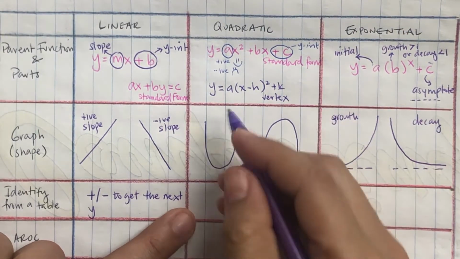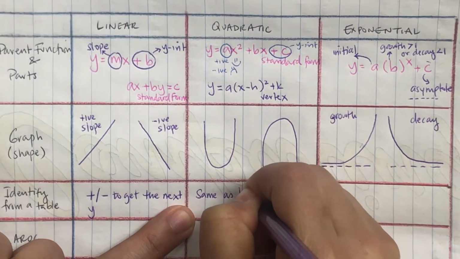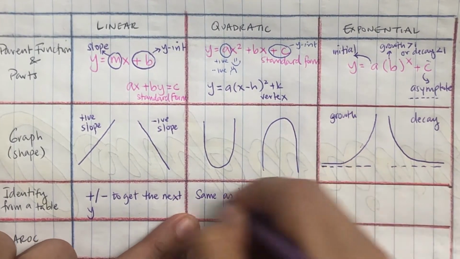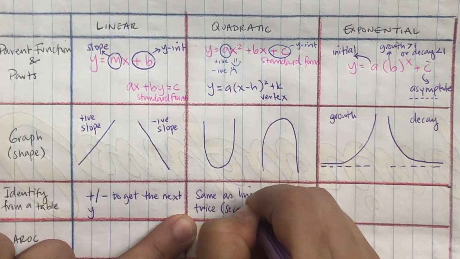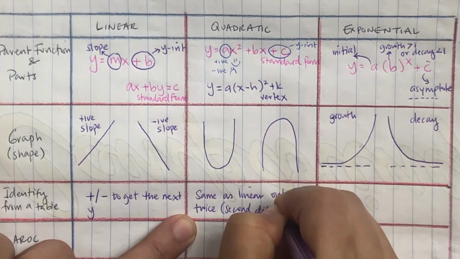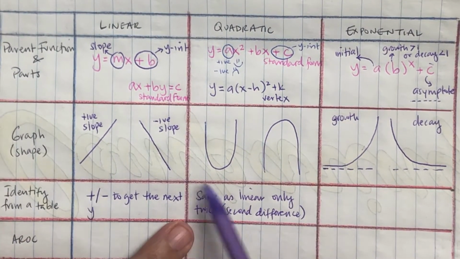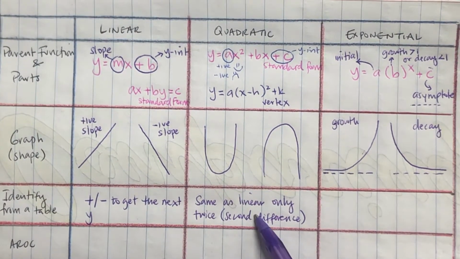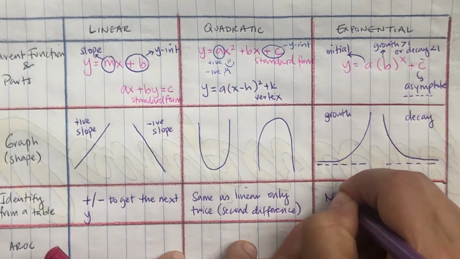For quadratic, it's the same thing as linear, but instead of doing it once, you're going to do it twice. And that's called the second difference. And we'll work on some of those problems. What it means is you'll add and subtract to the next number, then add and subtract the next number again. Okay, so I'll go over what that means. All right, and then exponential is multiplication.